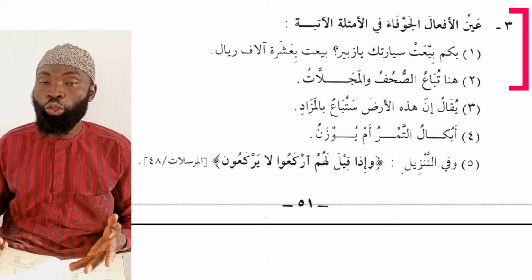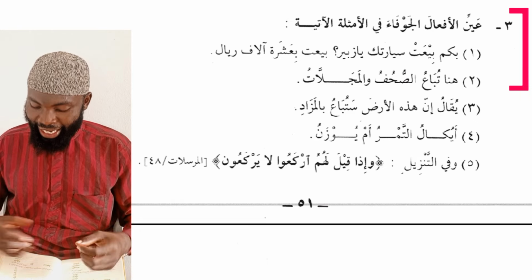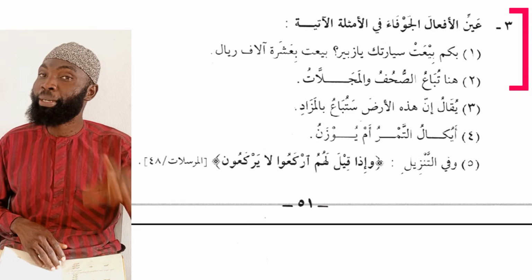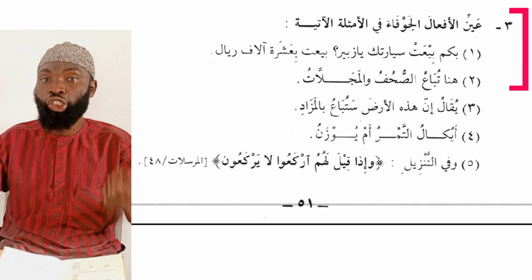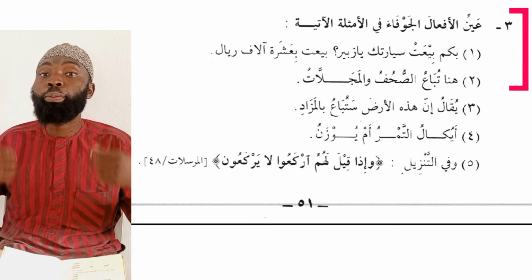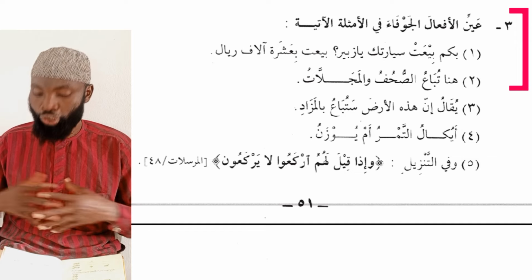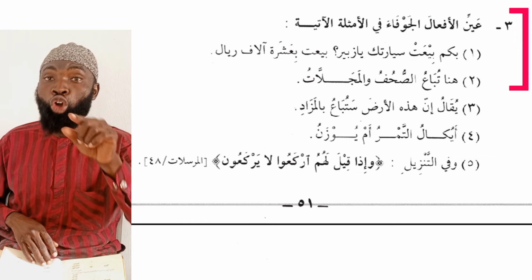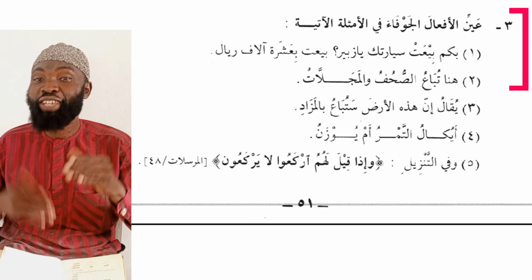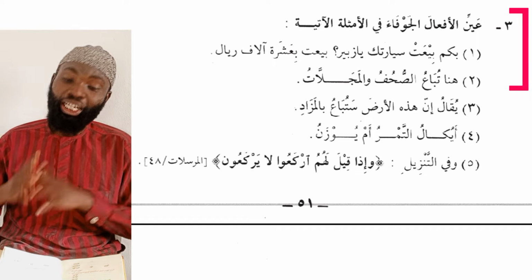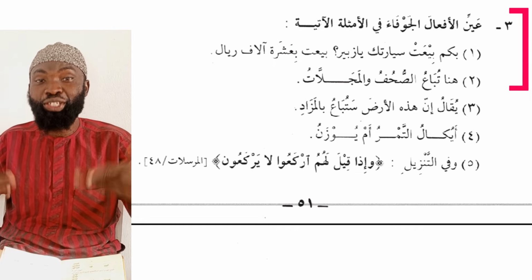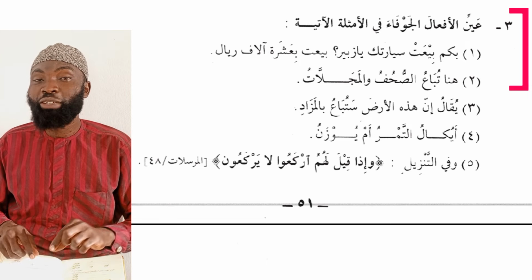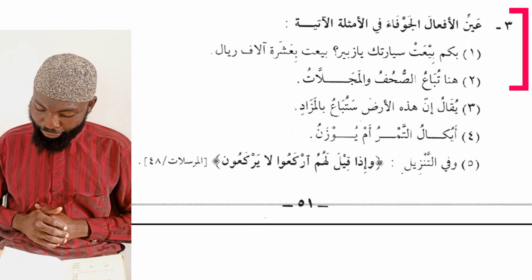Number 3, we have yuqalu. It is said inna hadhihi al-arda satuba'u bil mazad. It is said that this land will be sold in auction. It is said that this land will be auctioned off. So the word yuqalu there, which is from yaqulu, this is a failun adjective. It is said. And the word tuba'u, it is being sold, will be sold. So the word tuba'u is also failun adjective.